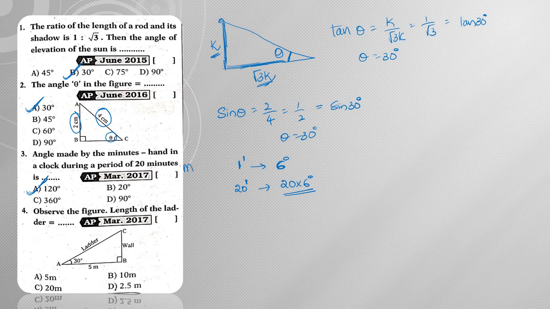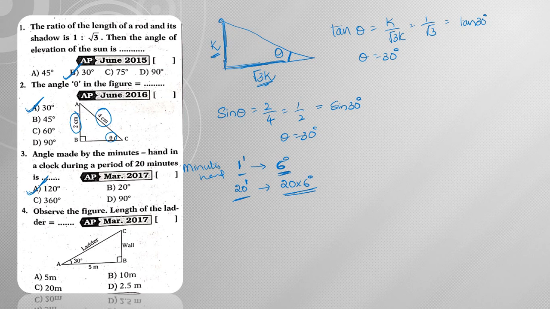So the minutes hand, in 1 minute it will move 6 degrees. It will rotate 6 degrees. That means for 20 minutes it will make 20 into 6 degrees, which is nothing but 120 degrees.